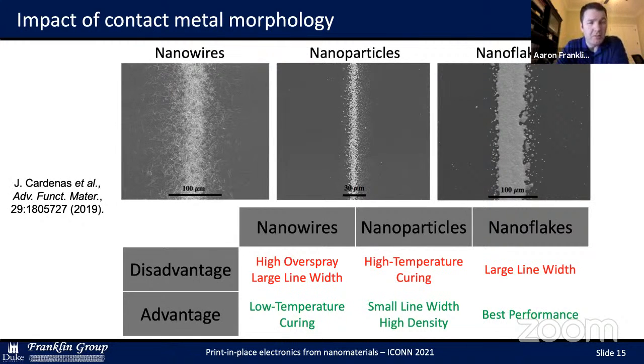One of the more prominent ones that we make use of is the fact that the nanowires, while they didn't give the lowest contact resistance performance, yielded the ability to have conductive films printed without high temperature curing after the print process. And that's something that we end up making use of in a number of other ways.